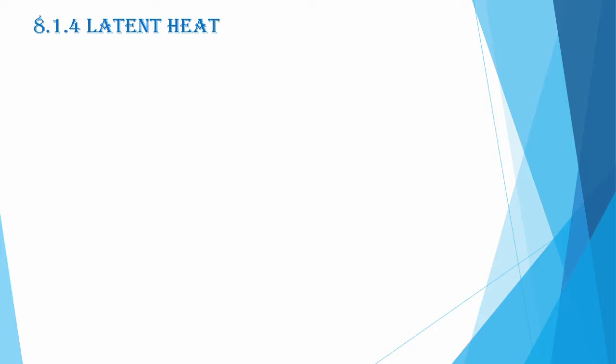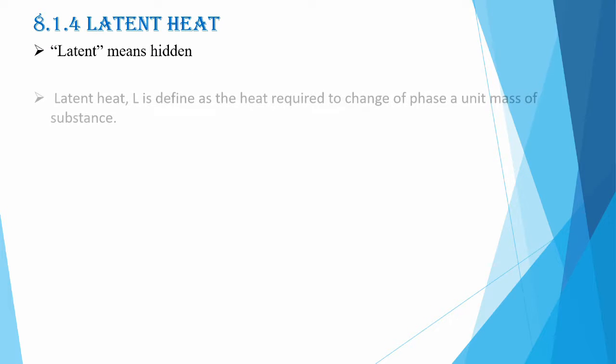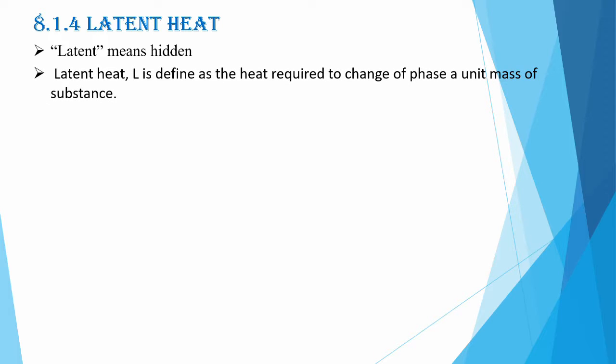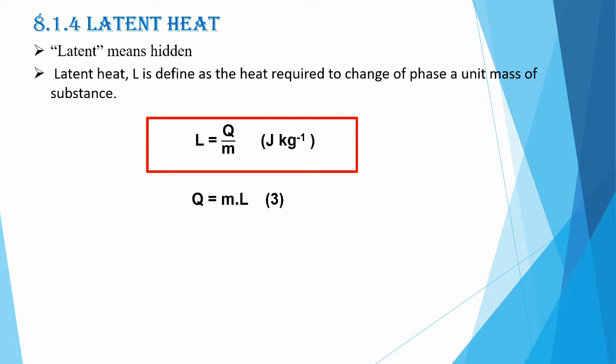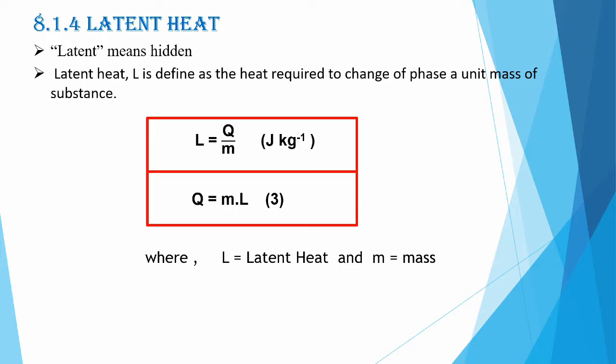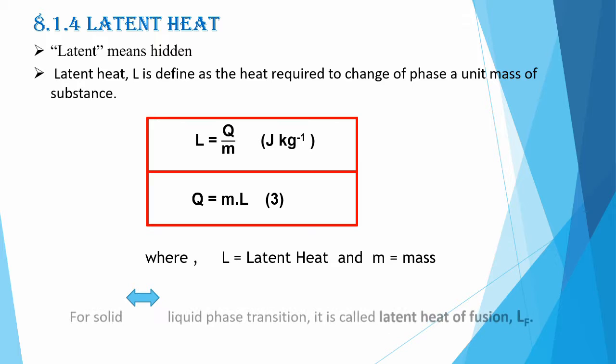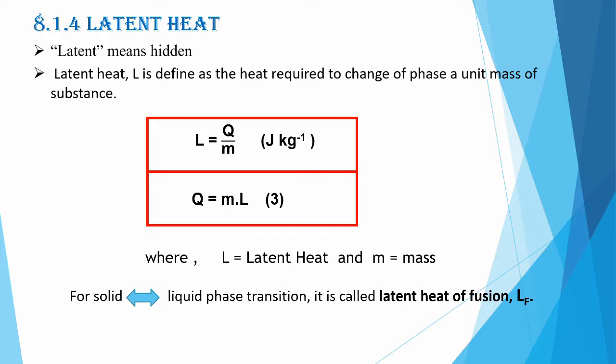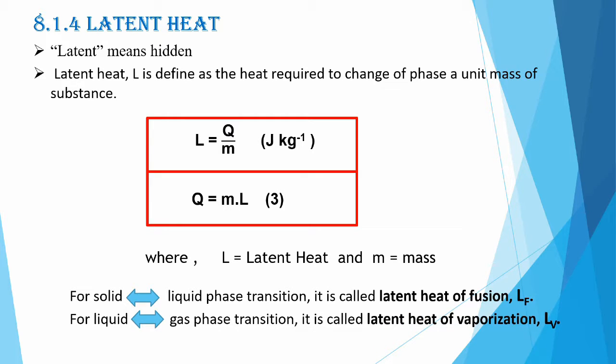Latent heat. Latent heat, L, is defined as the heat required to change the phase of a unit mass of substance. L equals Q over m, or Q equals m times L, where L is latent heat and m is mass. The SI unit for L is joule per kg. For solid to liquid or liquid to solid phase transition, it is called latent heat of fusion, LF. For liquid to gas or gas to liquid phase transition, it is called latent heat of vaporization, LV.